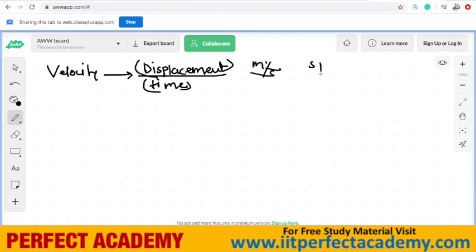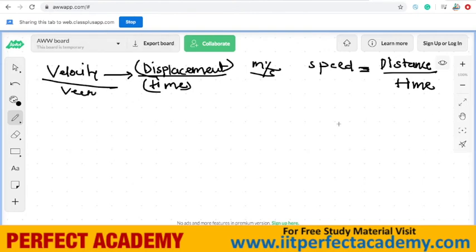However, there is one more analogous quantity we have in physics, speed. Okay, analogous, I said, it is not the same quantity as velocity. Speed is a scalar quantity which is actually a ratio of distance per unit time. So velocity is displacement per unit time, speed is distance per unit time, and velocity is a vector quantity, speed is a scalar quantity. Now these definitions you have learned already in 9th standard.